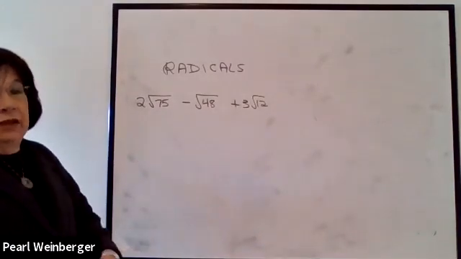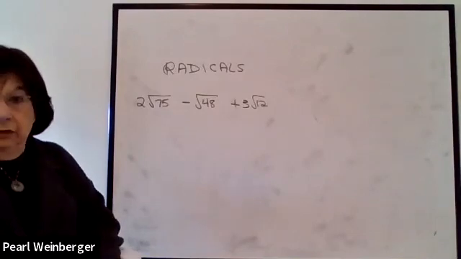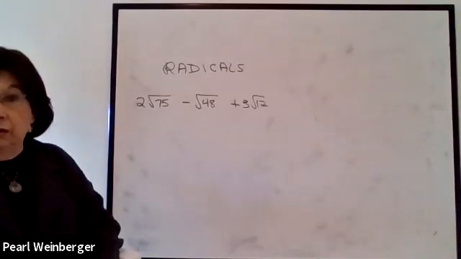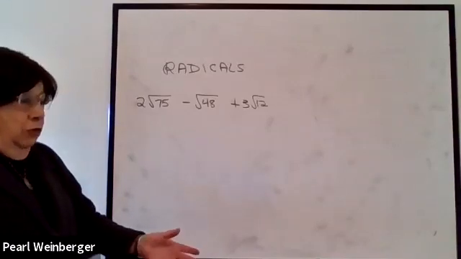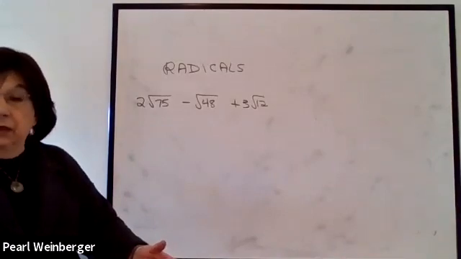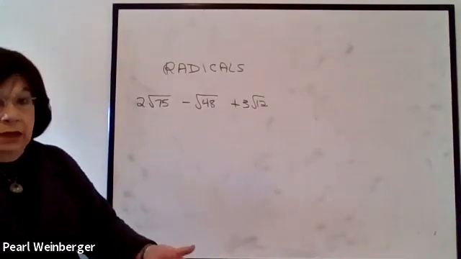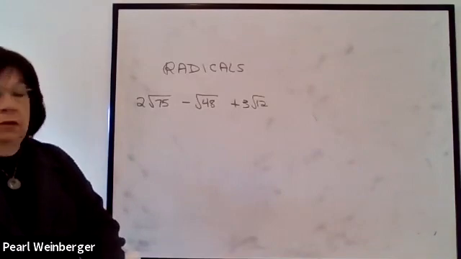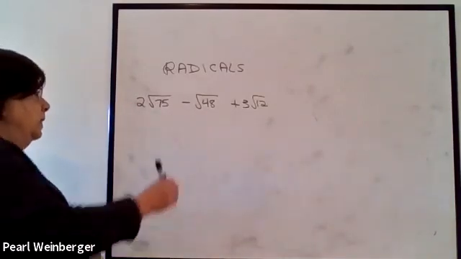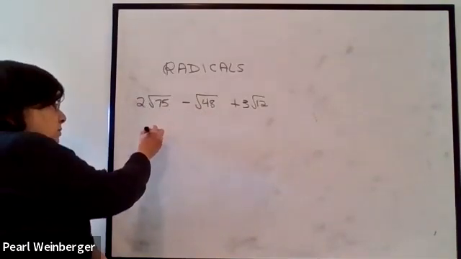But let's see if we could simplify each of these radicals. Sometimes after we simplify them, there might be some that are like. It might not be all 3 the same radicals, but maybe 2 are alike and another one is different. As it stands, we can't do anything. We have to simplify. So the first thing I look at is this 75.